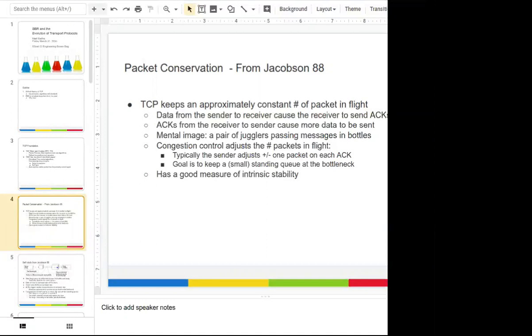Congestion control adjusts the window size, adjusts the number of messages in flight, and as pointed out in Van's paper, these algorithms together have a very, very good measure of intrinsic stability.